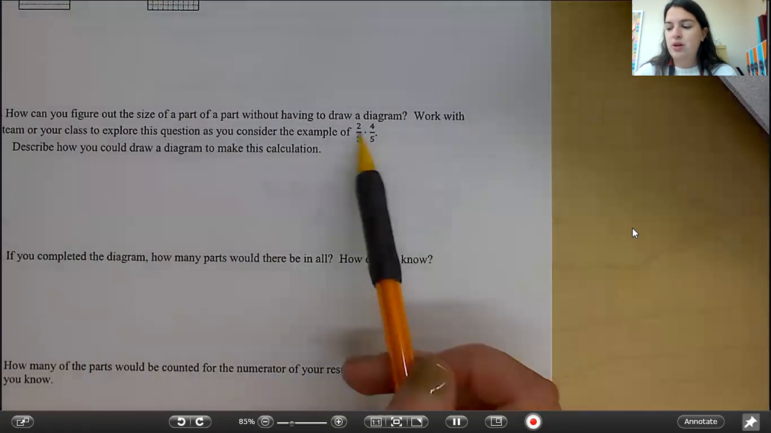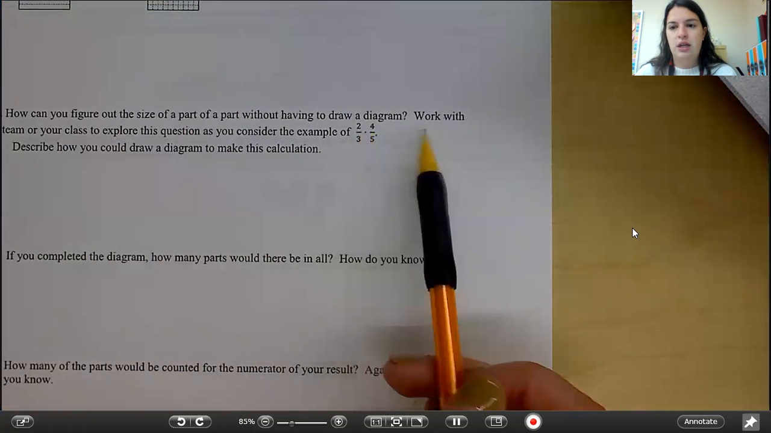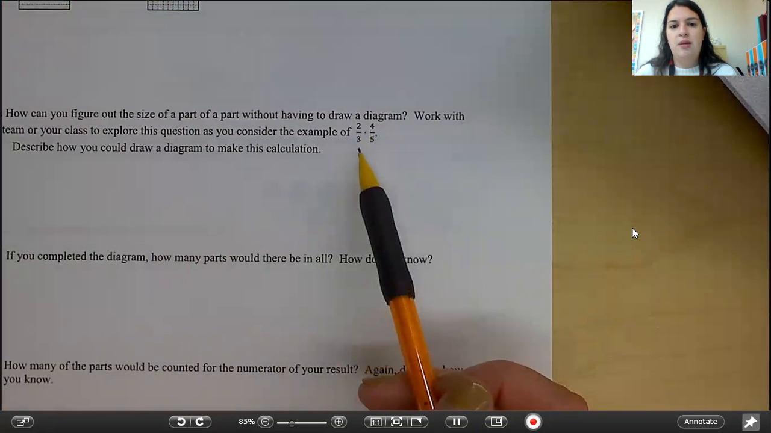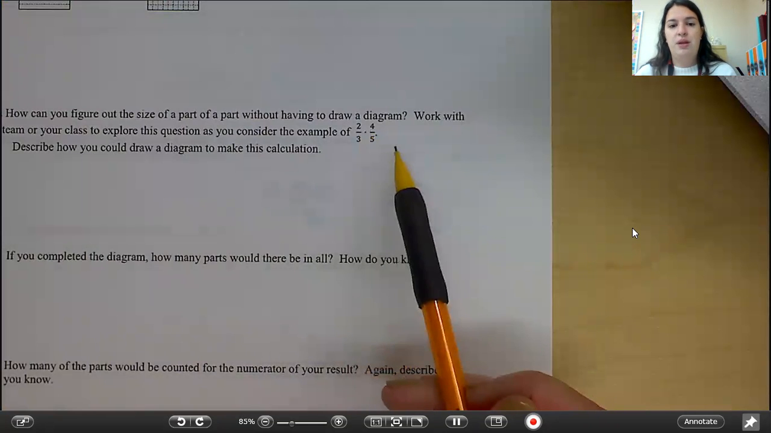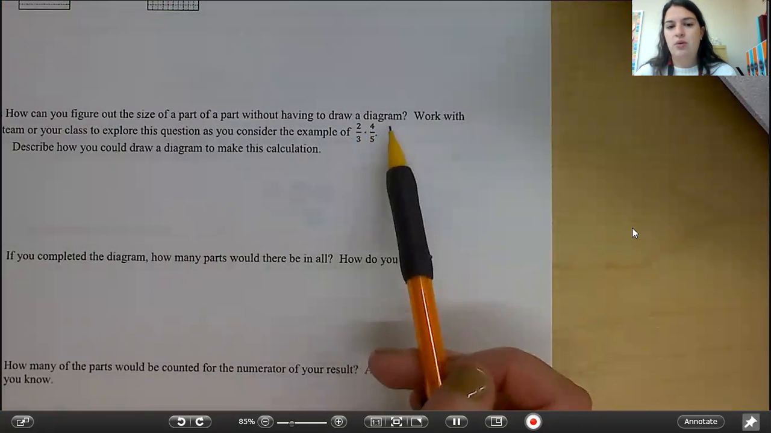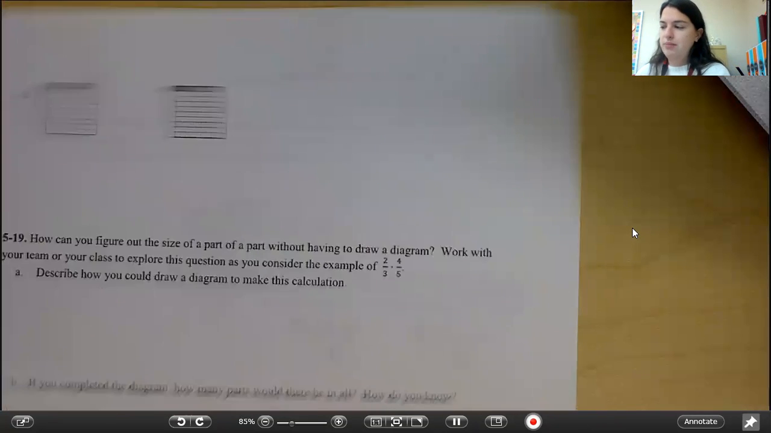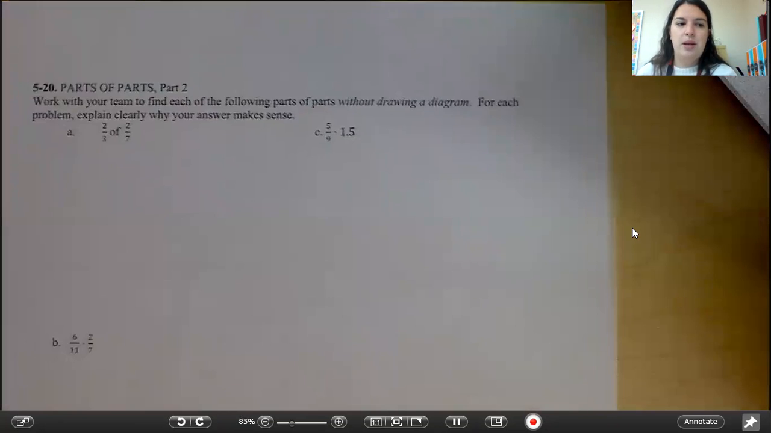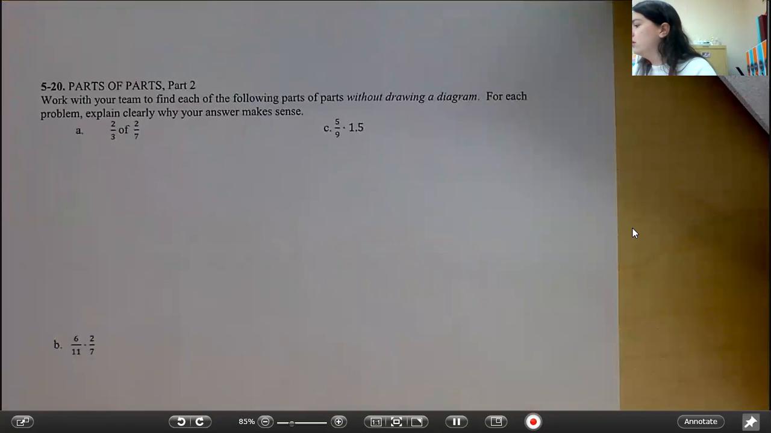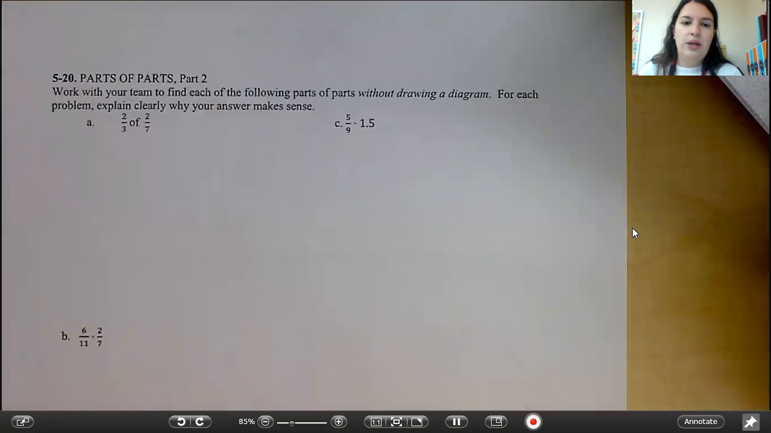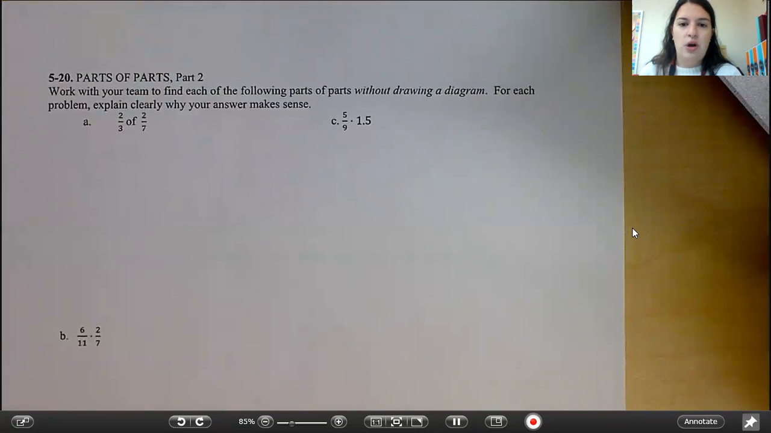So we could multiply our numerators, 2 times 4, to get our numerator, which would be 8. And then we could multiply our denominators, 3 times 5, which would be 15. So our answer here would be 8/15. So we're going to do a little bit of practice with that. Question 520. Work with your team to find each of the following parts of parts without drawing a diagram.